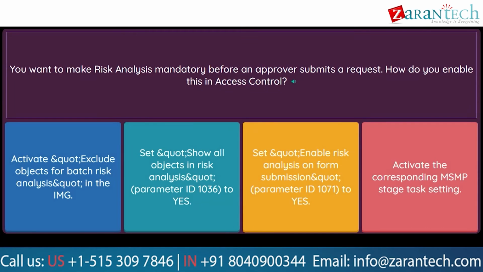Question: you want to make risk analysis mandatory before an approver submits a request. How do you enable this in Access Control? Option 1: Activate "exclude objects for batch risk analysis" in the IMG. Option 2: Set "show all objects in risk analysis", parameter ID 1036, to yes. Option 3: Set "enable risk analysis on form submission", parameter ID 1071, to yes. Option 4: Activate the corresponding MSMP stage task setting.